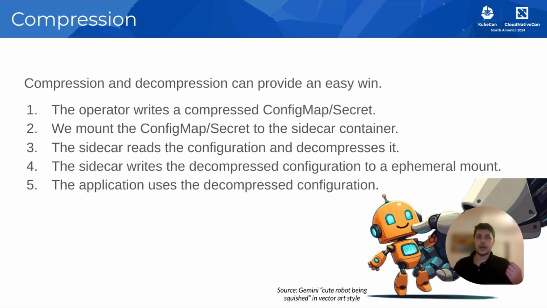You can do the same with compression, right? So the operator can write a compressed config map, and then the sidecar reads that config map and decompresses it, and then puts that into the mount, and then the application just uses that. So that can give you a really quick and easy win if you want to get the size down. This is what we did in GMP when a lot of customers were saying that their application was suddenly breaking, because they had 1,000 custom resources, and we needed a quick and easy way to fix that, and so we turned to compression.